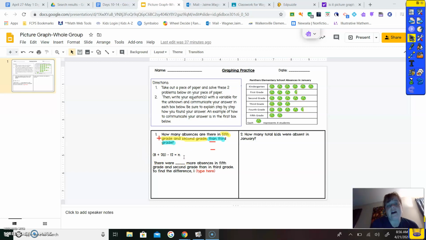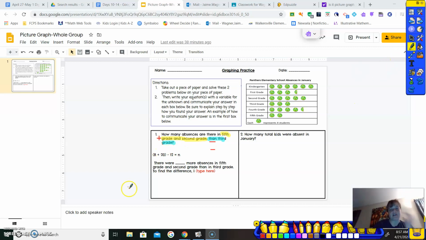And remember, when you're writing down a variable, we don't know how many more 3rd grade absences there were than 5th and 2nd grade combined. So we're going to put an n, or you could put an a, an l, an r. It doesn't matter what variable you use. So I'm going to go ahead and solve this equation now.